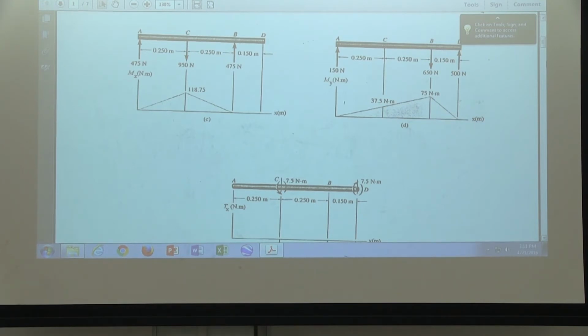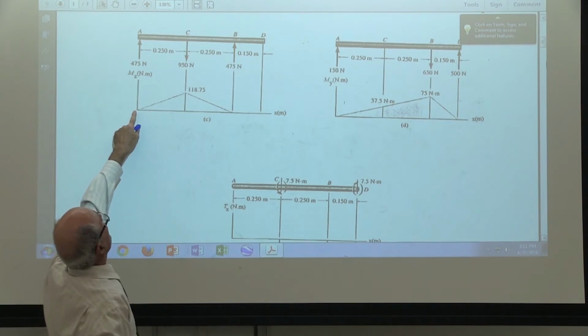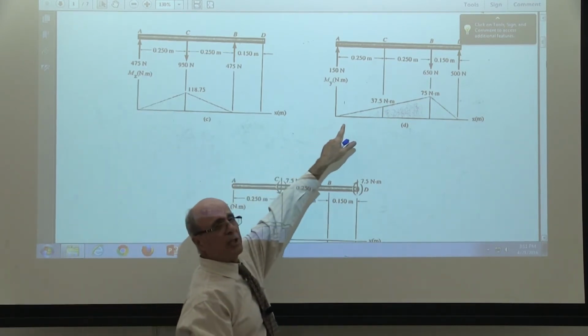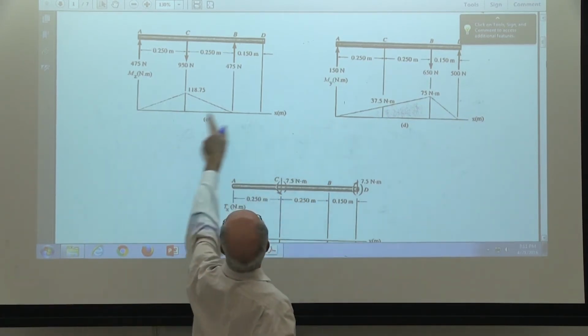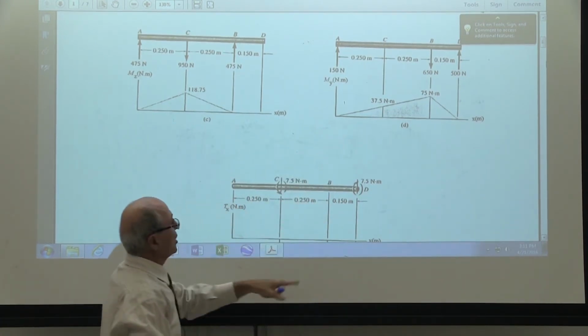No, look at this. I have to understand that statically. At this point, you have 0 MY, 0 MZ, and 0 torque. The torque is down there.